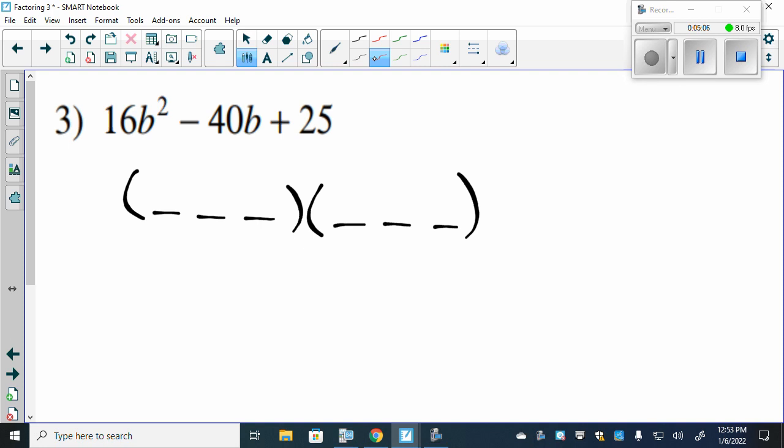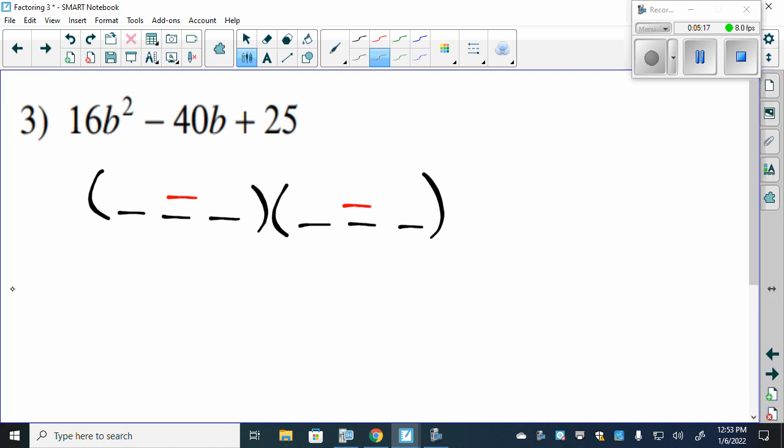We'll find the sign. Since the third term is positive, the signs are the same and they match the sign of the middle term, which in this case would be negative and negative. Now we need to find the factors of the first and third term.